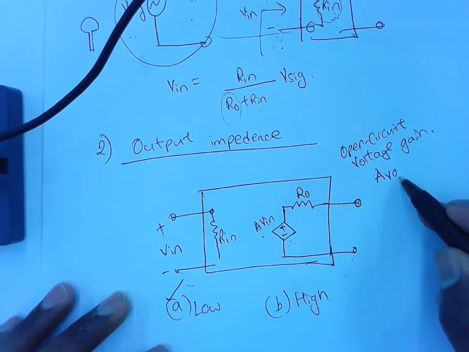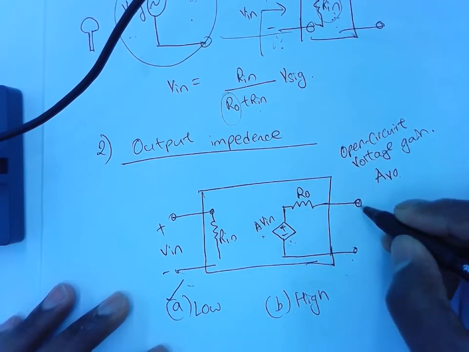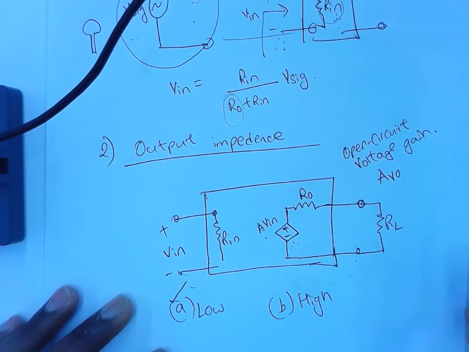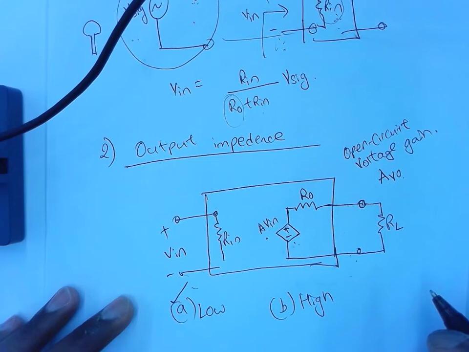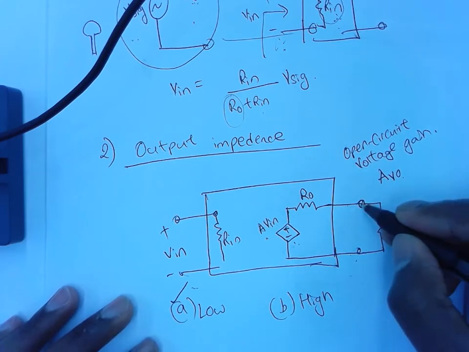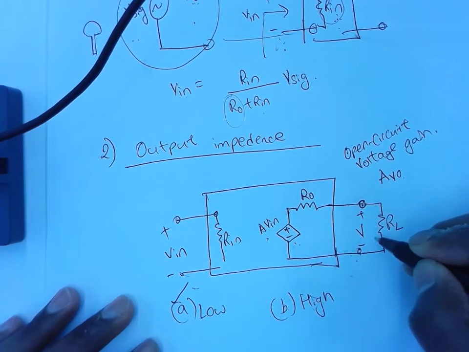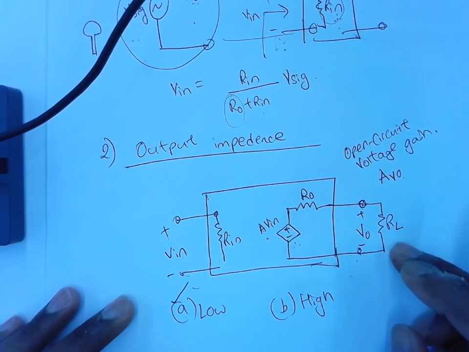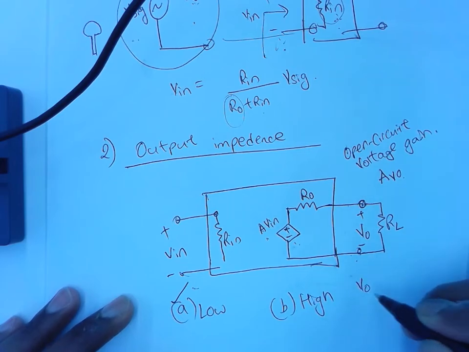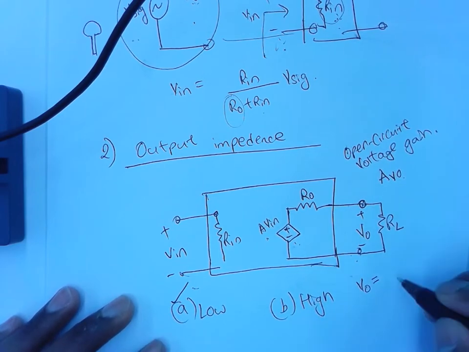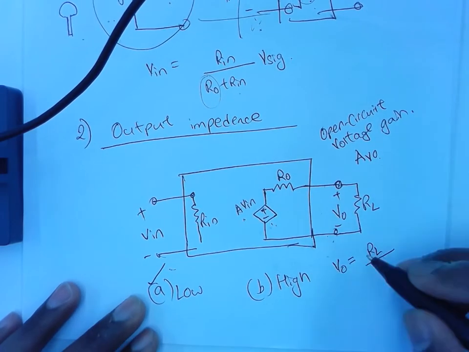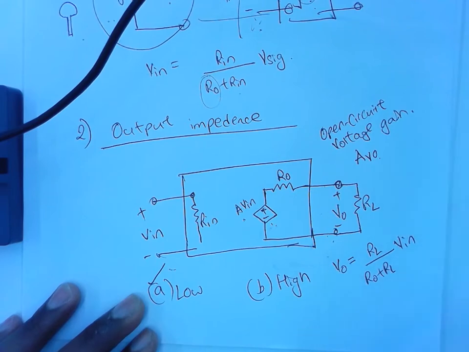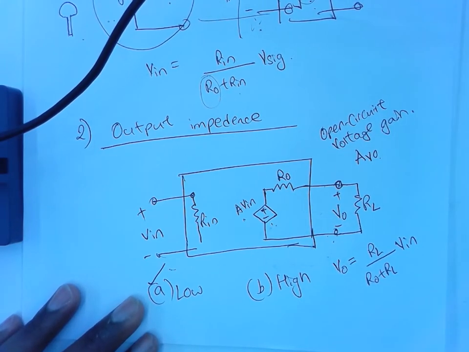Now let's say I connect something here, which is a load. Obviously, if I have an amplifier, I want to ultimately end up connecting something to it. And then my output voltage is really across RL, which is the load. If I use the voltage divider rule, Vo would be RL divided by Ro plus RL, times A_vo times Vin.